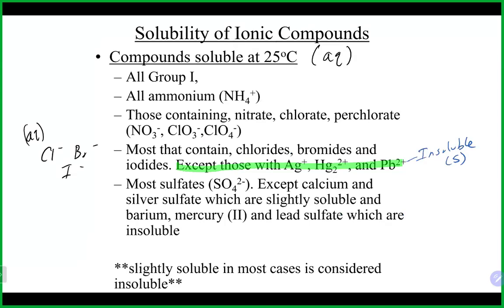Most sulfates are going to be soluble, so most sulfates should be aqueous, except calcium and silver, which are slightly soluble, and barium, mercury 2, and lead 2, which are insoluble. So pretty much sulfate is going to be soluble, except if you have barium, mercury 2, and really lead 2 for the most part. Those will be insoluble, so they would get the solid symbol. Everybody else would get the aqueous symbol. Any questions on those there?